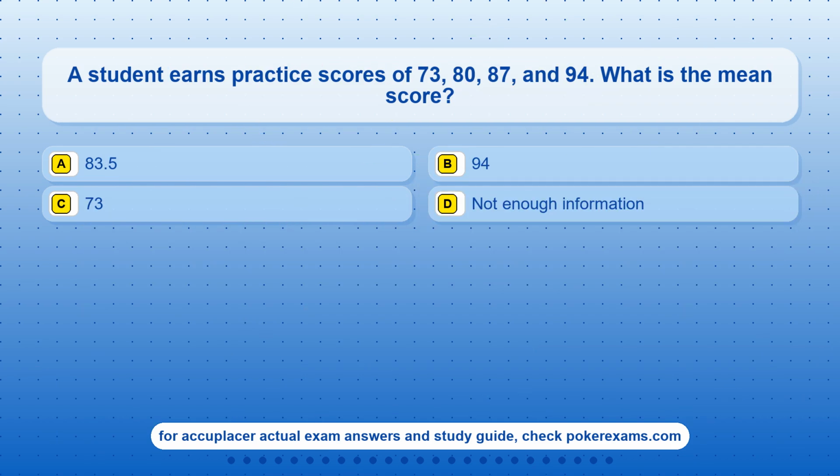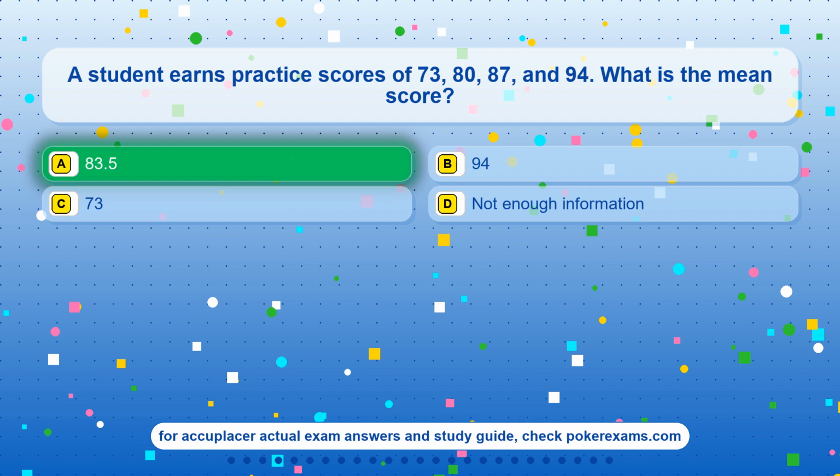Question 3. A student earns practice scores of 73, 80, 87, and 94. What is the mean score? Option A, 83.5. Option B, 94. Option C, 73. Option D, not enough information.